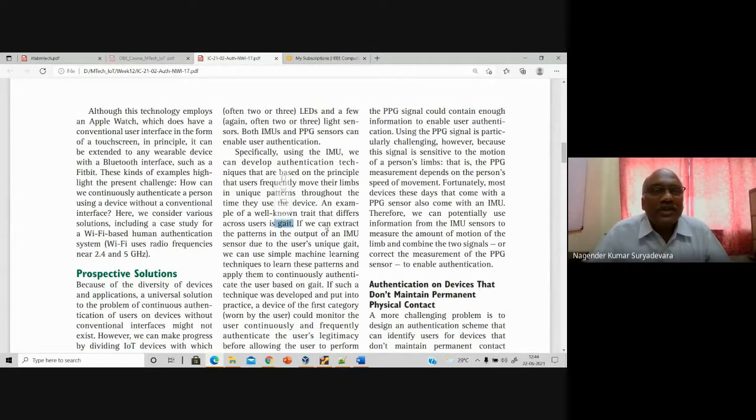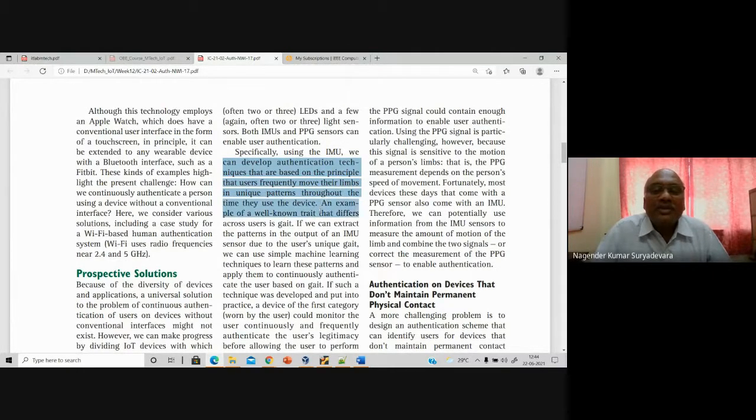So if you look at the walking styles, what they have done is, I will read it out here a little bit. Using the IMU, we can develop an authentication technique based on the principle that users frequently move their limbs in unique patterns throughout the time they use the device.